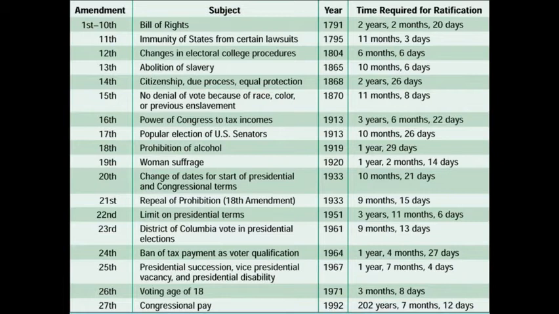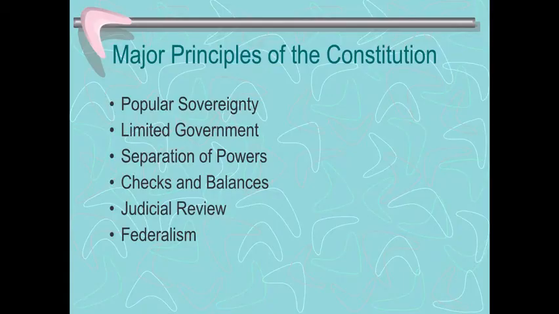15th Amendment, no denial of vote based on race, color, previous conditions of servitude. All of those we will obviously talk about as we go through the rest of the year here in U.S. history. But again, the first most important ones are your Bill of Rights, which is the first through the 10th Amendment. So the major principles of the Constitution.